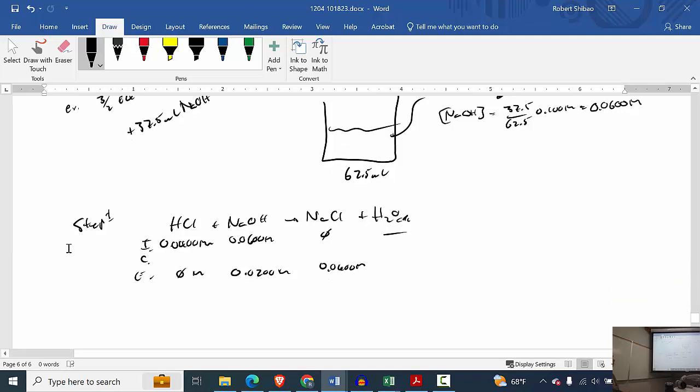Okay, now we look at what's left over, and then we pick the strongest acid and the strongest base. What's left over? There's no more HCl. So the next strongest acid would be what? Water. And the strongest base would be what? Sodium hydroxide? Yeah.